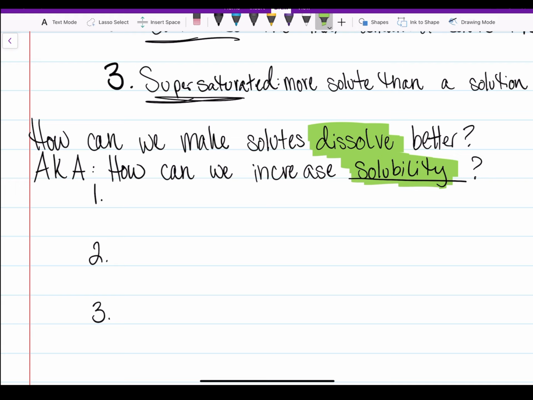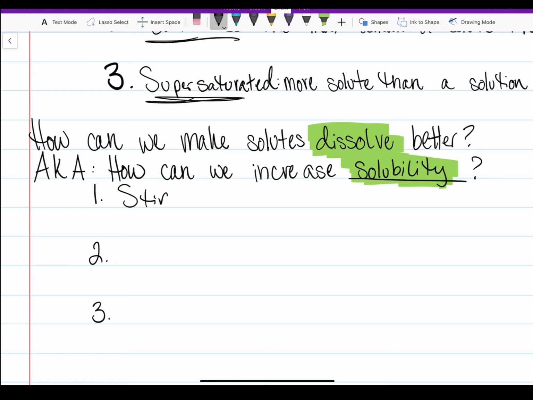So there are some different ways to do this. Number one is we can just stir it. And this is our gut reaction, we just start stirring things. You add sugar to your tea, you start stirring it. That's a way to increase solubility.